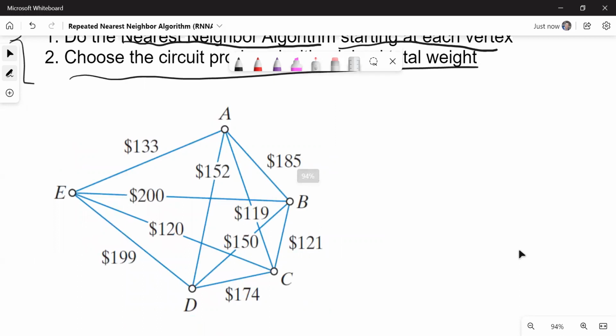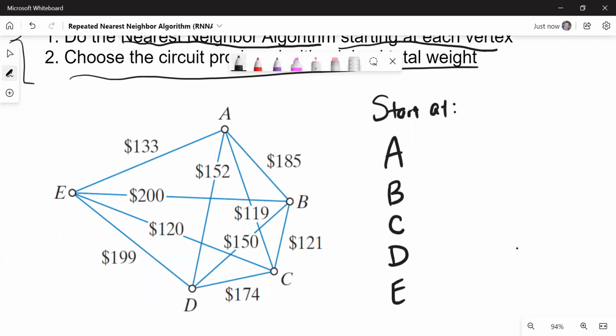This is an example where we have 5 cities, A, B, C, D, E, and we have the traveling costs between the 5 cities. So in this problem, we would need to do it 5 times because there are 5 vertices. So I would start at either A or B or C or D or E. And then I would use the nearest neighbor approach each time.